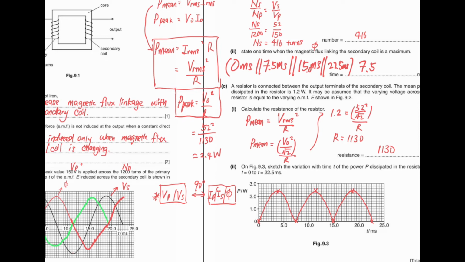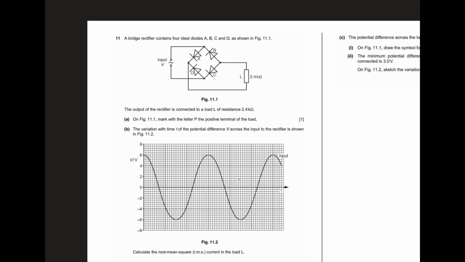Okay, so settle this question. A bridge rectifier contains 4 ideal diodes A, B, C, and D as shown in figure 11.1. The output of the rectifier is connected to a load L of resistance 2.4 kilo ohm. On figure 11.1, mark with the letter P the positive terminal of the load.